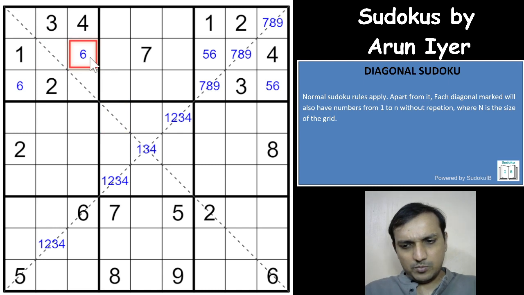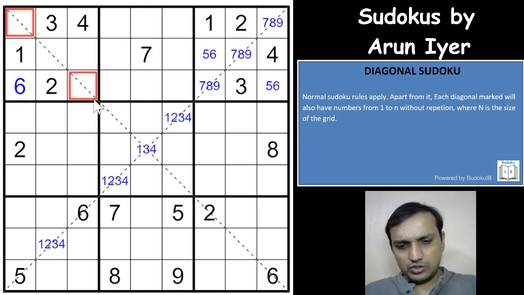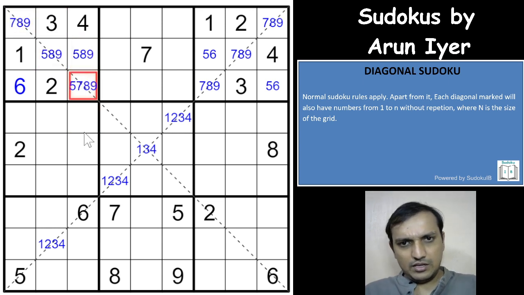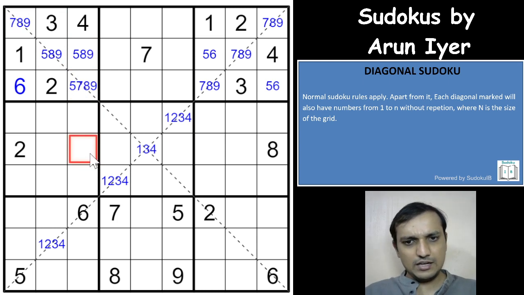This cell cannot be a 6, so this cell would have to be a 6. 7 is in one of these two cells. 5, 8 and 9, right? 5 cannot be here, so 5 is in one of these three cells, and 8 and 9 can be anywhere in these cells, right? So I have marked all the possible candidates in the cells.